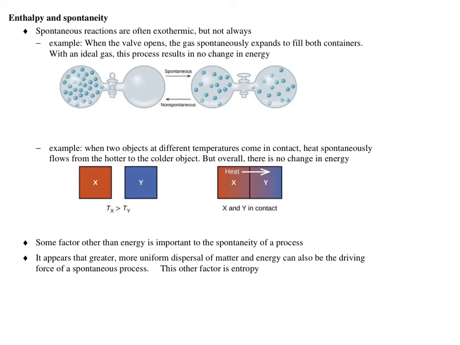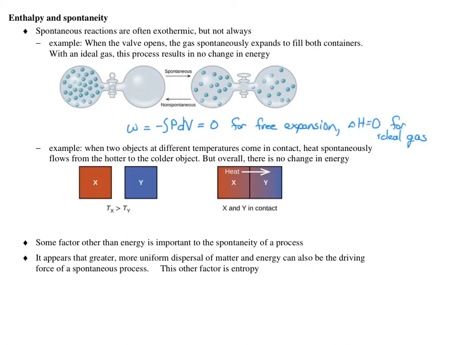Spontaneous reactions are often exothermic, but not always exothermic. In this first example, we see a reaction that's not exothermic, but yet is spontaneous. A gas is contained in a single bulb connected to an evacuated bulb. If we open the valve, the spontaneous reaction is the gas rushing into the second bulb and achieving a state where there's equal distribution of gas particles across both bulbs.